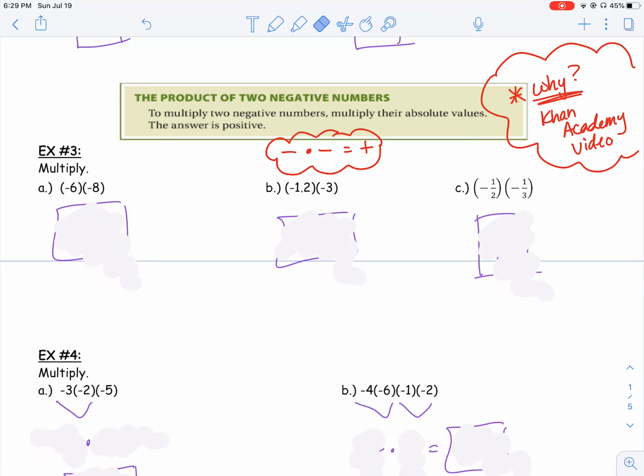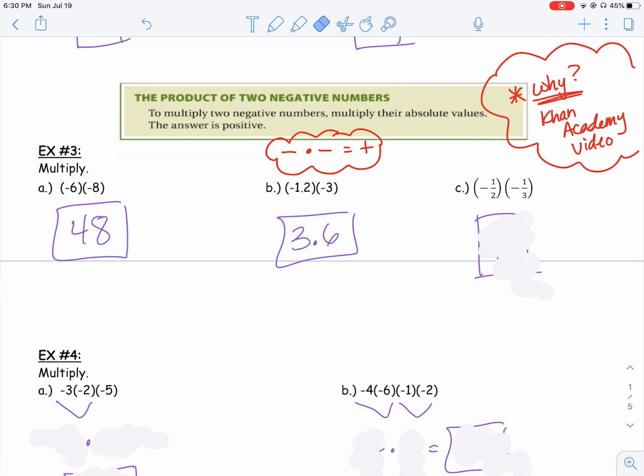So in example number 3, if I have negative 6 times a negative 8, I know that my answer is going to be positive 48. Or in B, a decimal, as long as it's negative, times any other negative number, negative 1.2 times negative 3, is going to give me a positive 3.6.